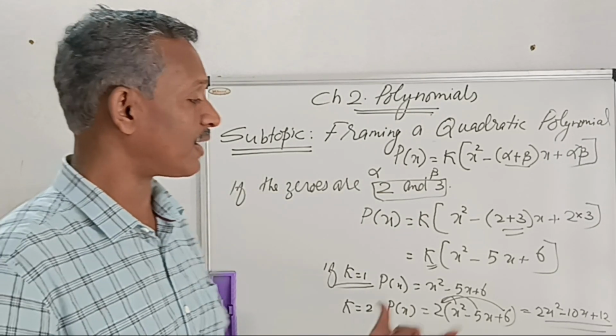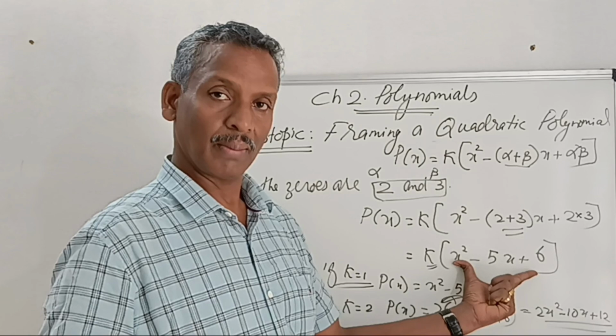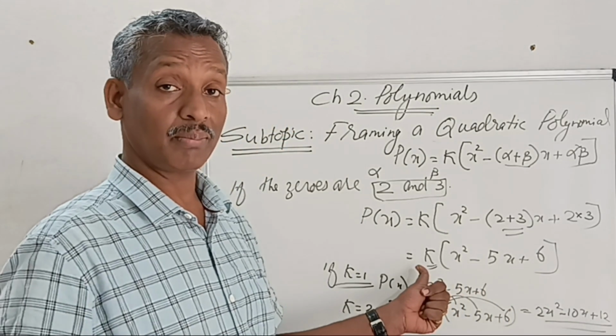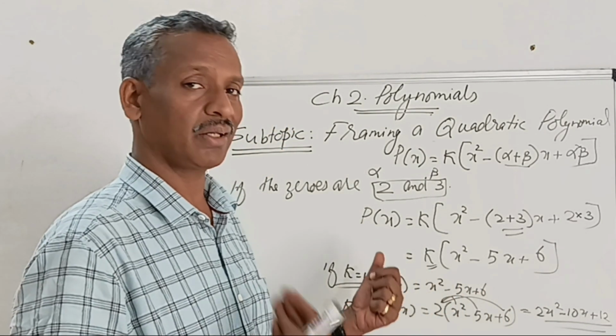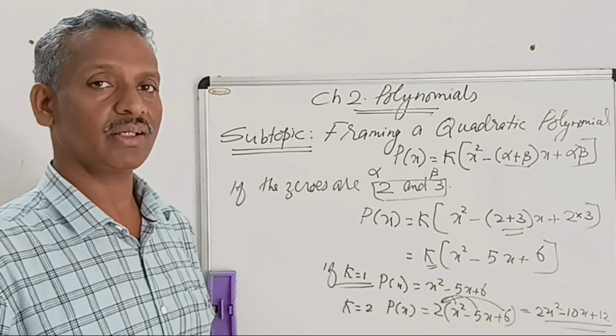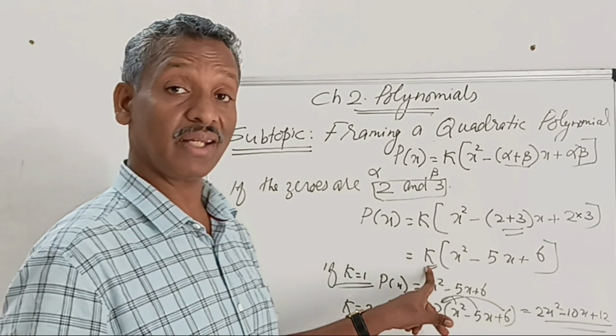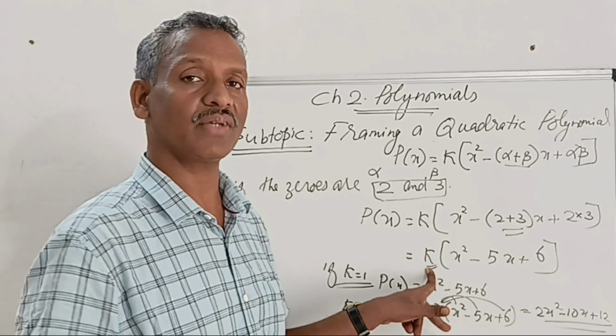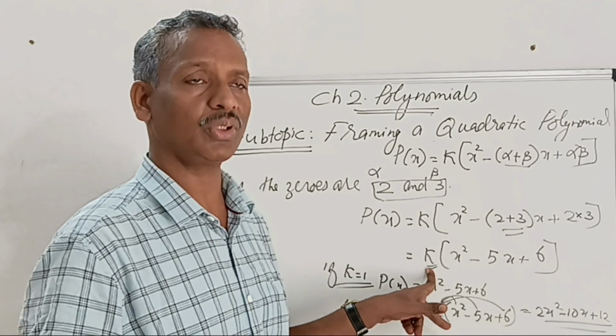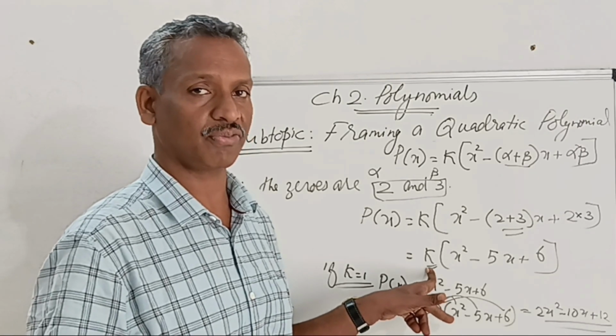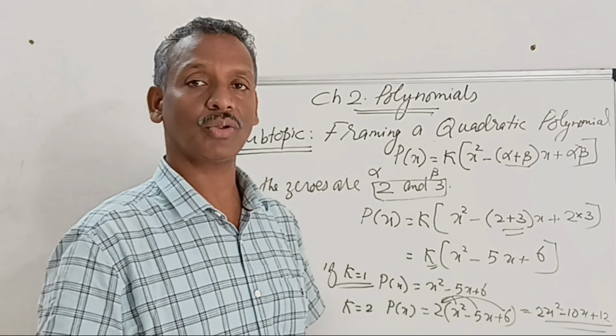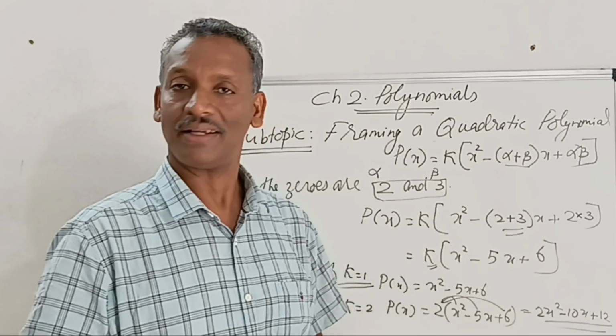With the zeros 2 and 3, how many quadratic polynomials can you make? Many of the students will write only one. But it is multiplied by k. By changing the value of k, we can make infinite number of quadratic polynomials where k is any real number. It is not necessary it should be 1, 2. It can be root 2. It can be a fraction like 1 by 2, 3 by 4. It can be decimal like 0.5, 0.8 like that.